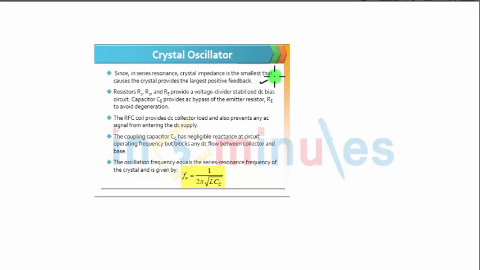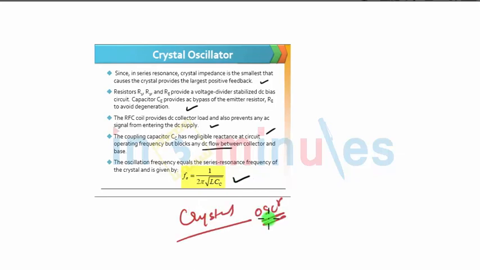You have R1, R2, RE, which we have done in the BJT. All the elements, why we have connected them, is written over here. RFC provides the DC collector load and also prevents any AC signal from entering the DC. The coupling capacitor couples the input or the output, but blocks DC. So this is the frequency of oscillation for the crystal oscillator. This is the working characteristics, the symbol, then the piezoelectric effect, everything we have discussed for the crystal oscillator.